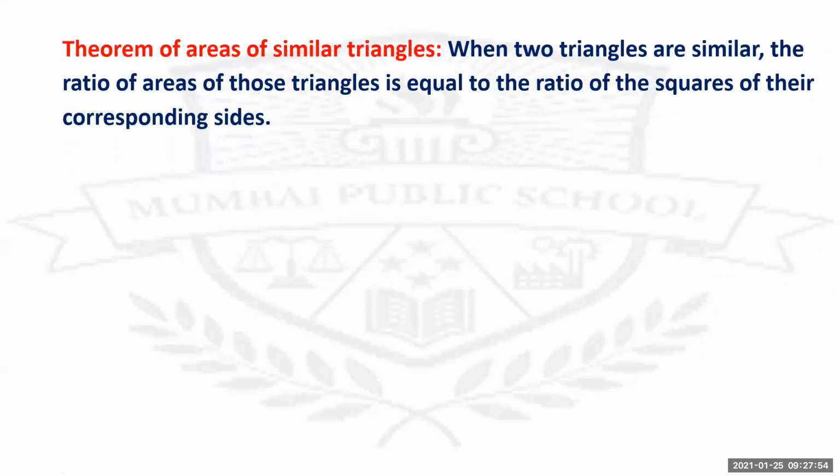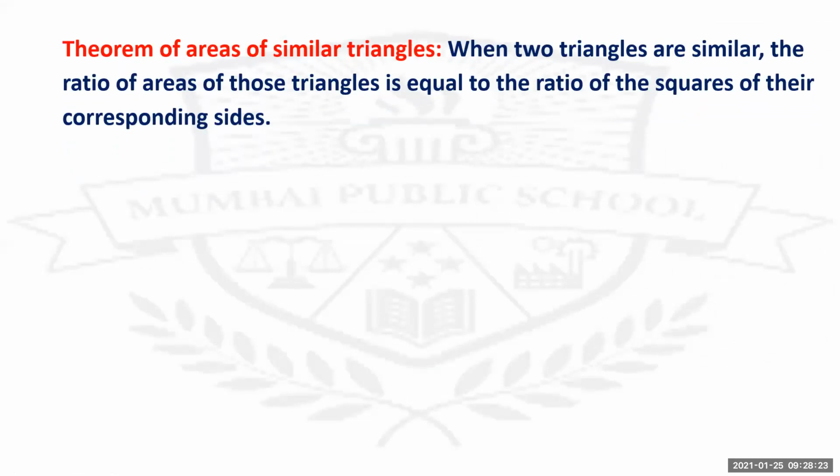Theorem of areas of similar triangles. In the first case, you were talking about the base and the height. Now here you're talking about the sides of the triangle. Understand the difference between the two. The first case we studied, the ratios of the areas of similar triangles, was regarding the base and the height. Here you're talking about the corresponding sides.